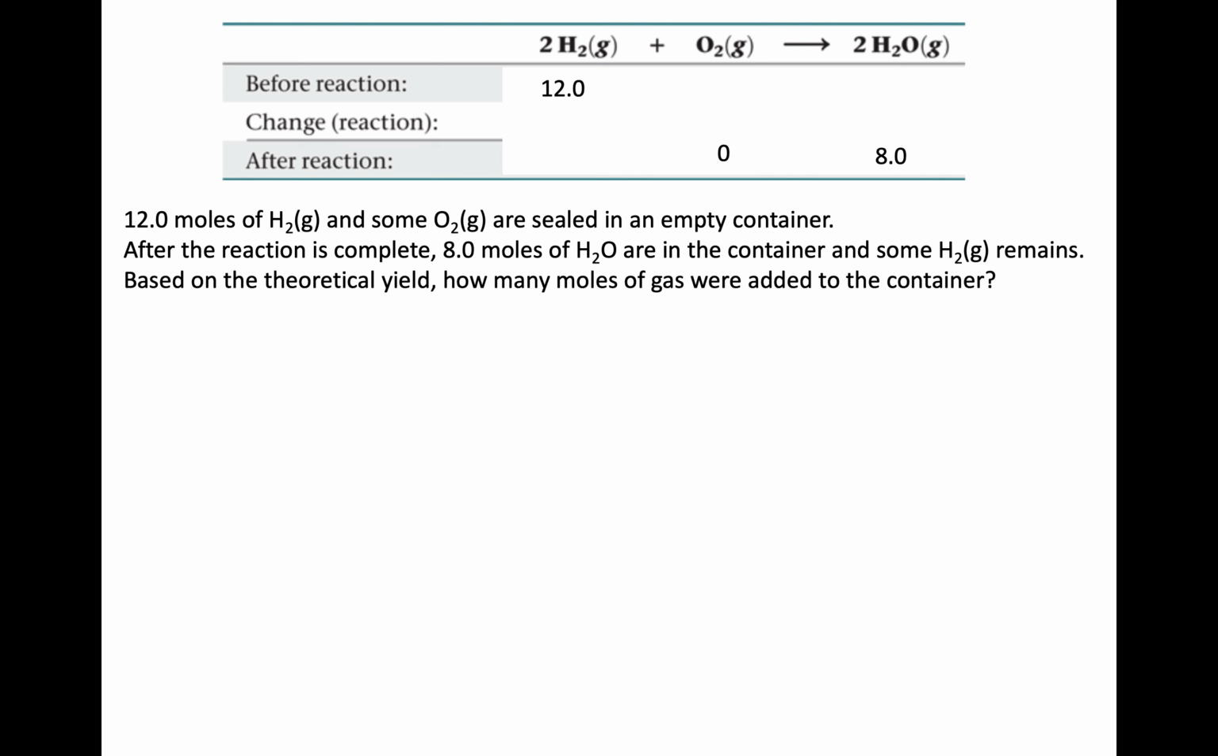If we look at the scenario, I think this is some information that we have. We have the amount of H2O that was produced. We know the amount of hydrogen gas that we started with. And the fact that some hydrogen gas remains tells me that the oxygen gas had been all used up. It was the limiting reactant.